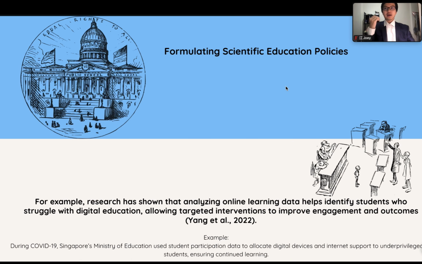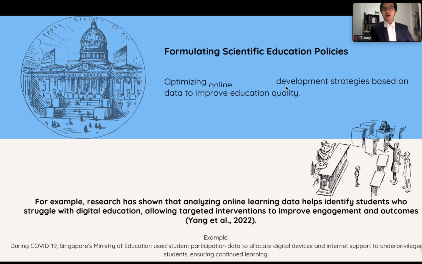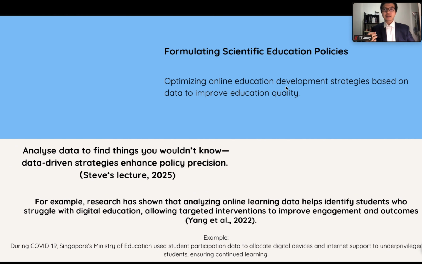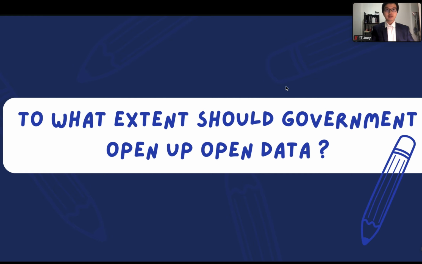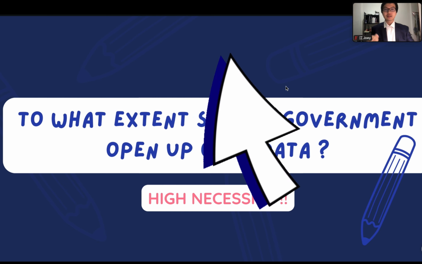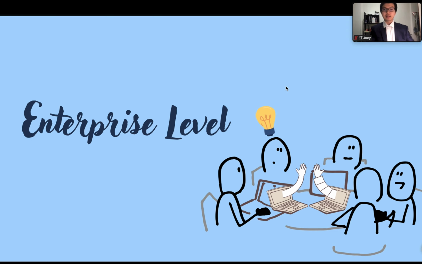And next one is data-driven policy formulation. Open data on online learning participation and outcomes allow governments to develop targeted policy to improve digital education. During the pandemic, data on online engagement helped address regional disparities, offering technical support and internet subsidies to ensure equitable access. In this case, I think widespread openness of useful data drives social progress by improving resource allocation, fostering innovation, and enhancing decision making.